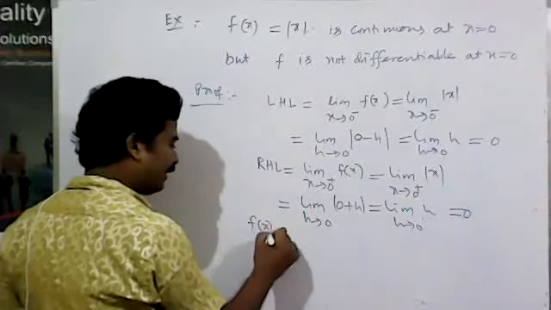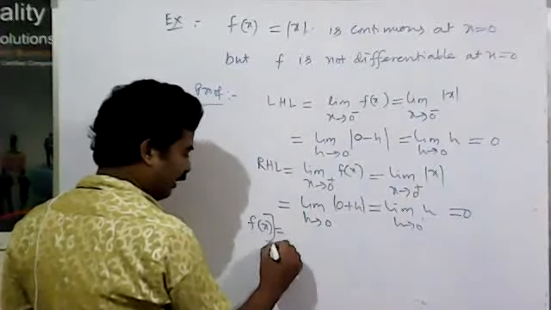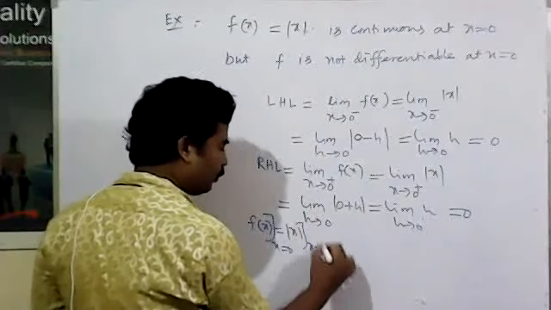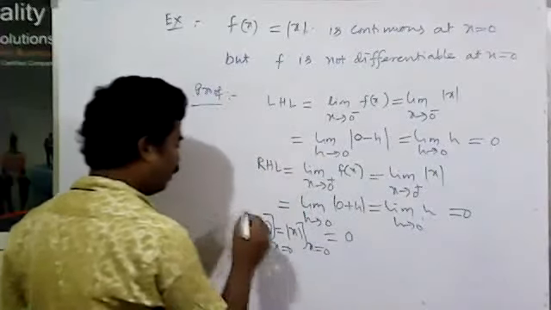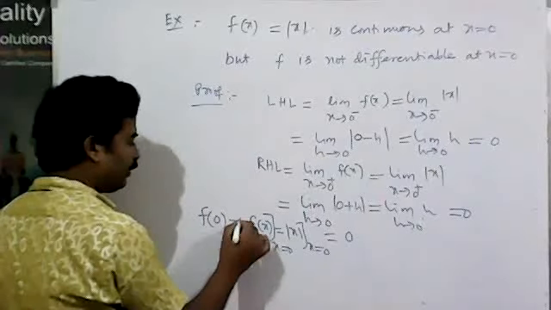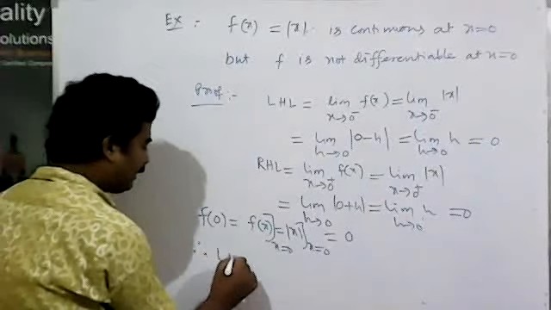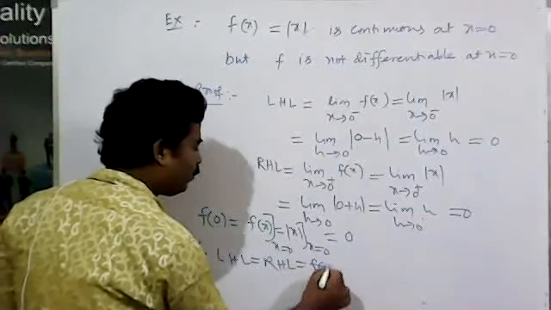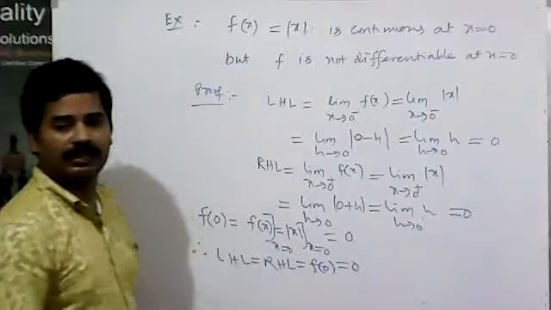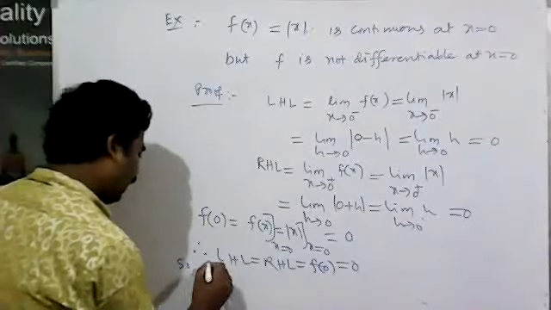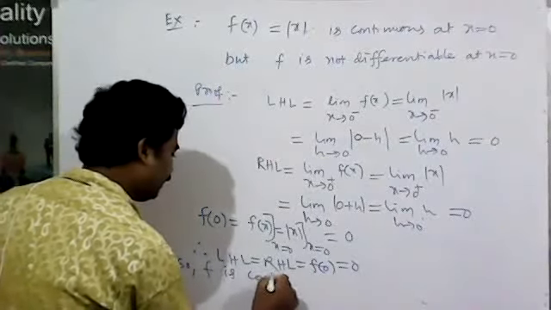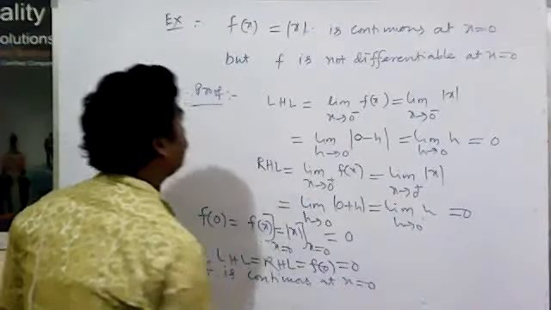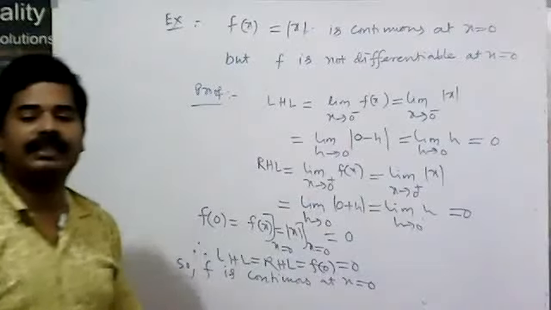Here f(x), if x tends to 0 you put, that is mod of x, and as x tends to 0, that is 0, which is equal to f(0). Now LHL is equal to RHL is equal to the functional value f(0), which is equal to 0. So f is continuous at x is equal to 0.